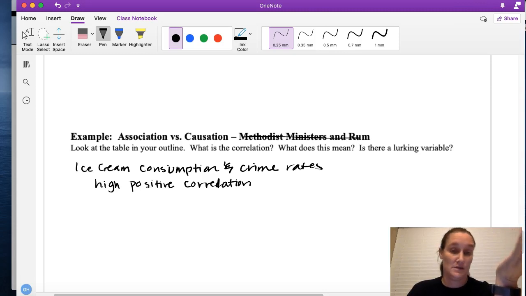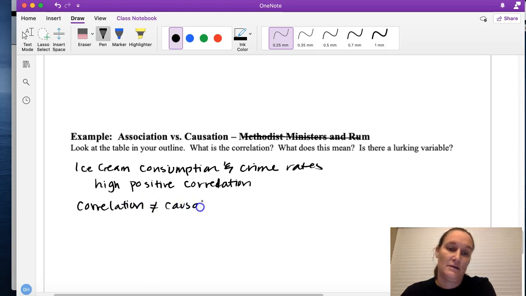I hope that you say no to that. Or the other way around, that if there's more crime, it causes people to eat more ice cream. I hope that you say no to that too, although one could maybe argue if you've gotten robbed or something, maybe you're depressed so you eat lots more ice cream, but that's not why. So the big point with this example is that correlation does not mean causation. Just because two things are highly correlated does not mean that they cause each other. They, in fact, could be completely unrelated to each other.